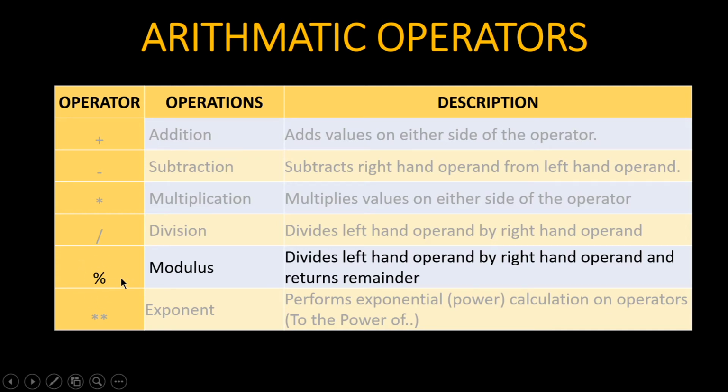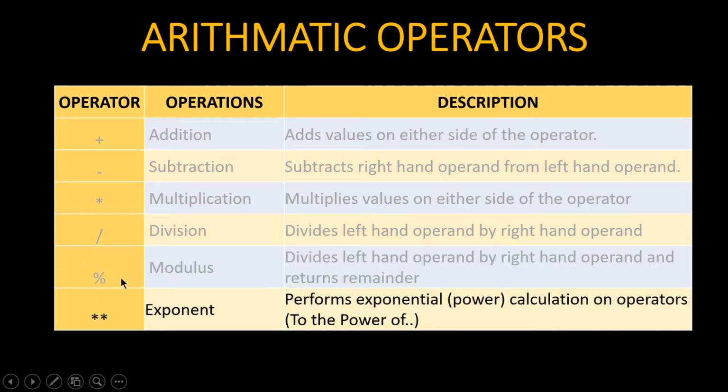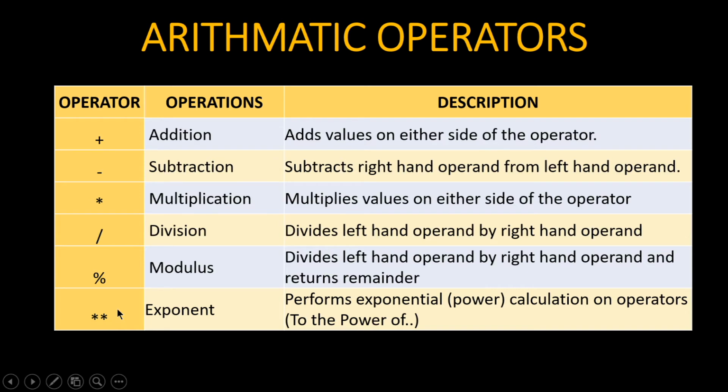Our next is exponent. Exponent is nothing but it will perform exponential calculation on operators, like to the power of. For exponential we use the double star sign. So these are arithmetic operations. Let's take a look at each and every operation in detail in Spyder.